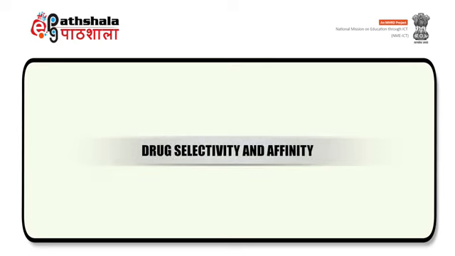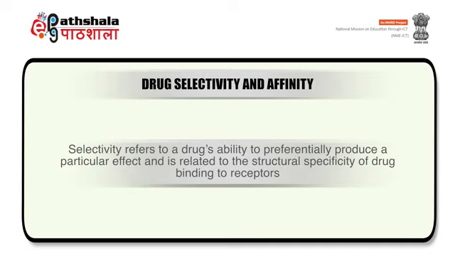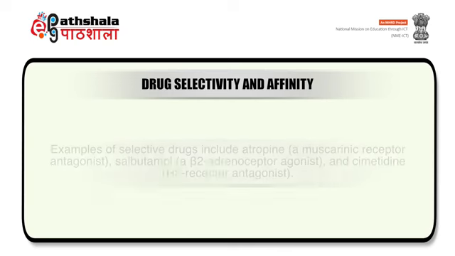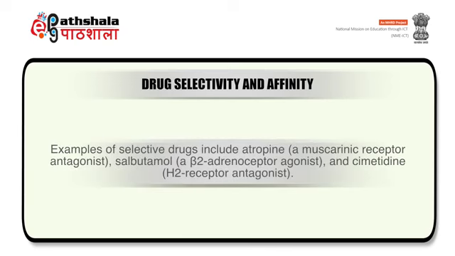Next, we will be discussing drug selectivity and affinity. Selectivity refers to a drug's ability to preferentially produce a particular effect and is related to the structural specificity of drug binding to receptors. There are certain examples of drug selectivity. For example, atropine, a muscarinic receptor antagonist, salbutamol, a beta-2 adrenoreceptor agonist, and cimetidine, an H2 receptor antagonist.